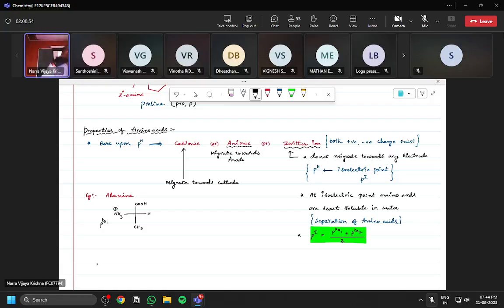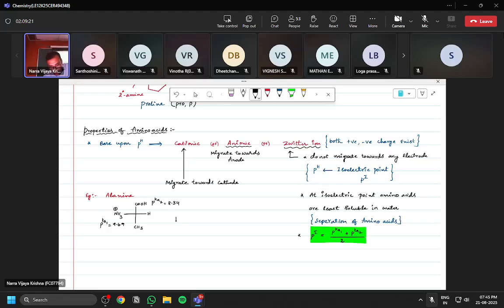Now, if it gives H plus readily, what is its pKa value? If it gives H plus readily, Ka will be high, pKa will be low, right? So does the NH2 group have some pKa value or not? So its pKa1 is 9.69. Its pKa2 is 2.34. Right?